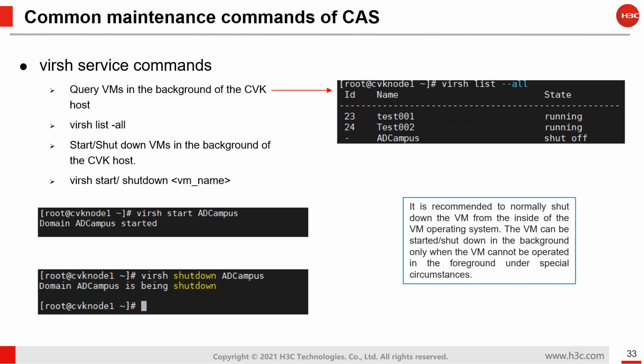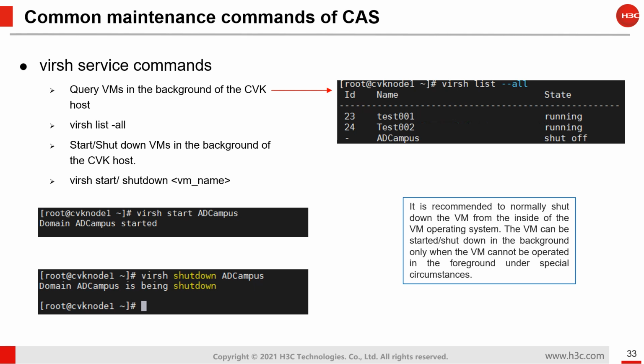For example, if you want to start the VM named ADCamps, you can run virsh start ADCamps, and it will show domain ADCamps started. And if you want to shut it down, you can run virsh shutdown ADCamps. It will show domain ADCamps is being shut down.